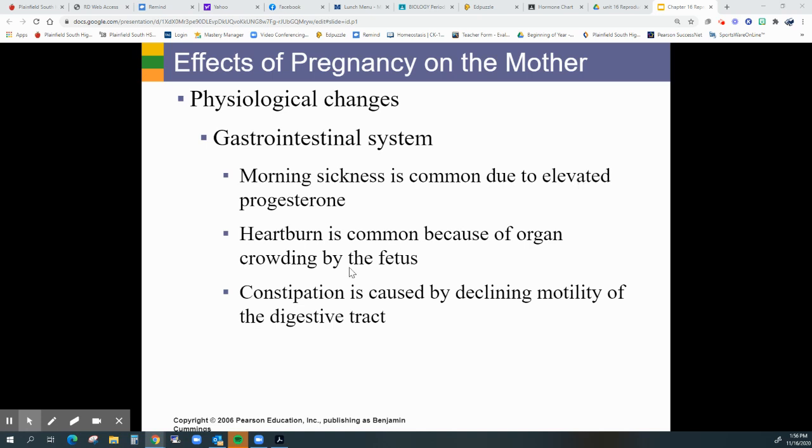They'll also start to get a little bit of heartburn. And this is mostly because a lot of those organs are starting to be crowded out by the fetus, so they're being pushed upwards against the diaphragm. They tend to have a little bit of constipation. Again, the uterus sits in between the spine as well as the digestive system. Because of all this space being taken up, we see a decrease in mobility of the digestive tract, so that they have a little bit of an issue.